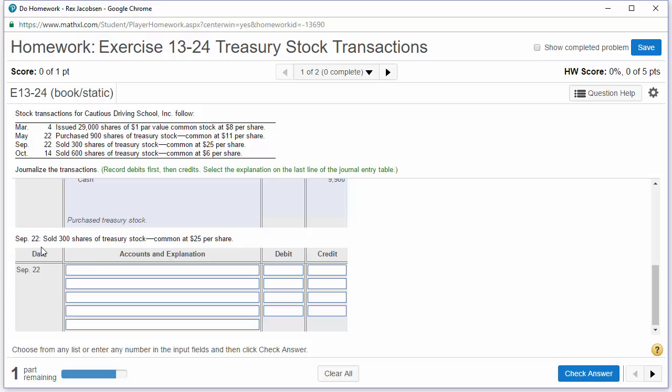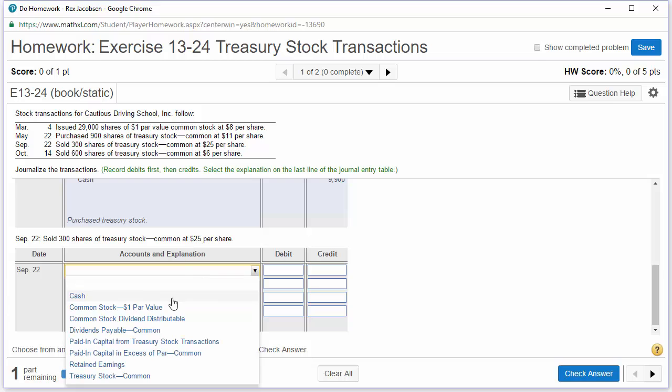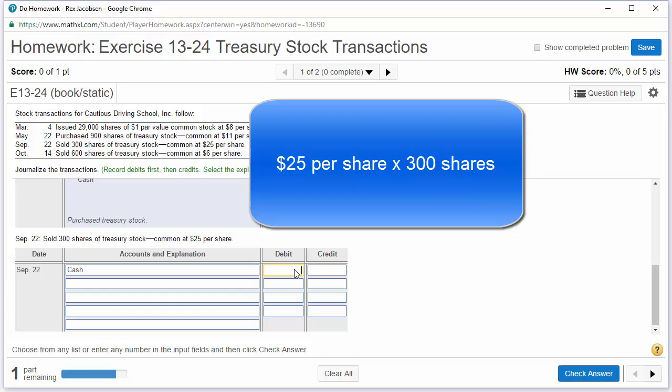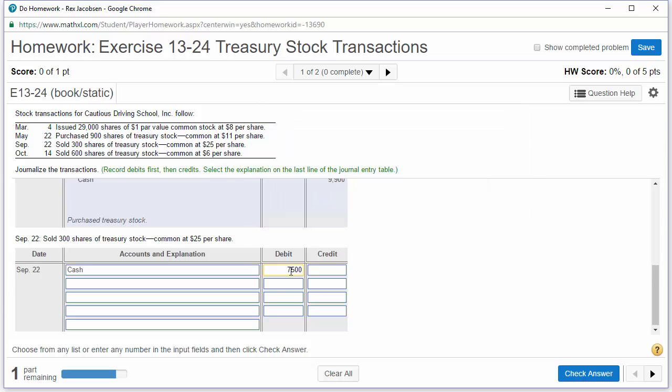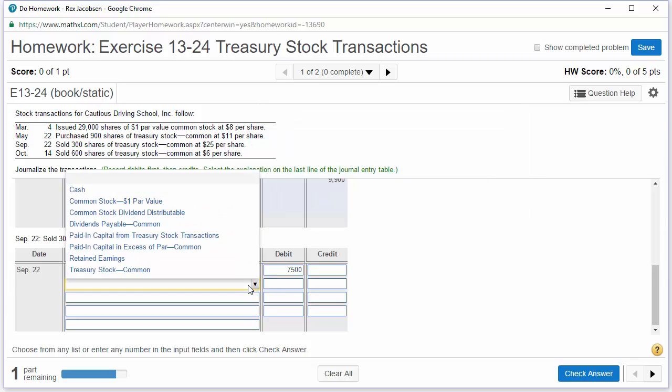Now, September 22nd, we sold 300 shares of that Treasury stock. And we got $25 per share. So cash is going to go up. And that's going to be $25 per share times 300 shares, 7,500. And our Treasury stock is going to go down.